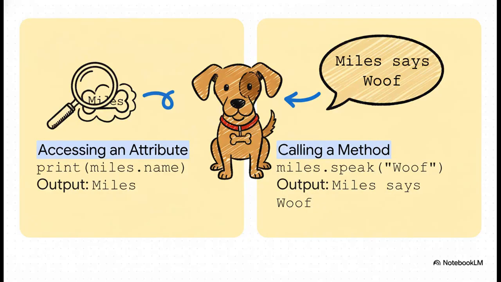And once our Miles object exists, we can play with it. We use that dot notation to get its data, its attributes. So Miles.name gives us Miles. And we can tell it to perform its behavior by calling its method, Miles.speak(), woof. See how clean that is? The dog's data and its actions are all bundled up together in one neat little package.